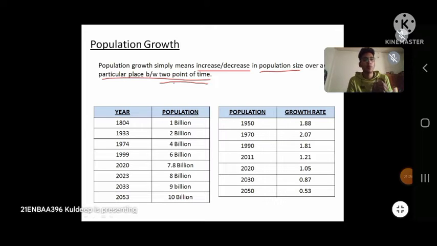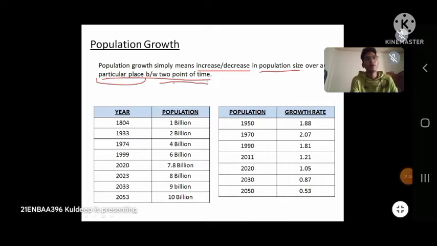The change in population can be decreasing in one span of time, but in the next span of time it could be increasing. So there could be different phenomena happening over a particular period. That's why 2 points of time are essential to consider, and then the particular place. It's not necessary that if the population is increasing in one place, it is also increasing in another place. So overall, population growth is any increase or decrease in population size over a particular place between 2 points of time.